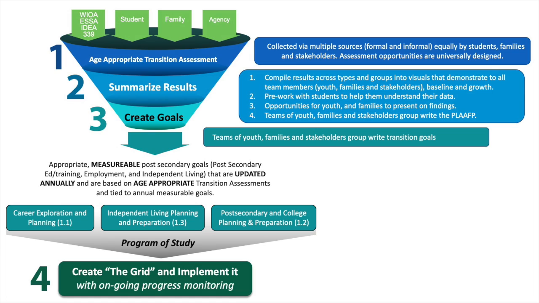The teams of youth, families, and stakeholders must then work together to decide on a program of study to reach these goals. Youth and families need to have ongoing opportunities to provide recommendations into what we often call the grid, right? So making that transition plan. And this includes services and supports that they feel will help them best. As the plan is implemented, the same principles of transition assessment that we talked about before are then applied during the progress monitoring stage.